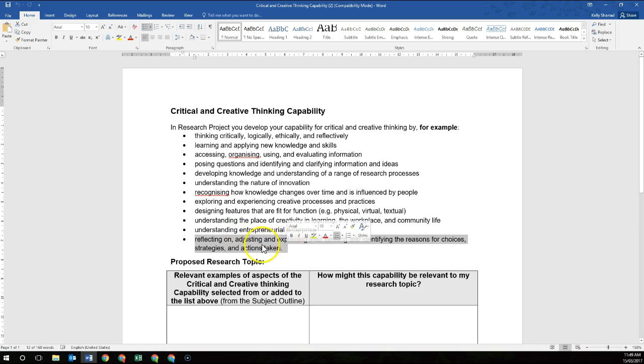All right, this last dot point here, reflecting on, adjusting, and explaining their thinking and identifying the reasons for choices, strategies, and actions taken. So this is about being critical of your own reasons for identifying choices, but also thinking about why other people might choose choices as well. So if you're going to be interviewing someone about their choice or opinion on your research question, you would reflect on that and explain their thinking and reasons for the choice that they have made. And that's how you would address that dot point.